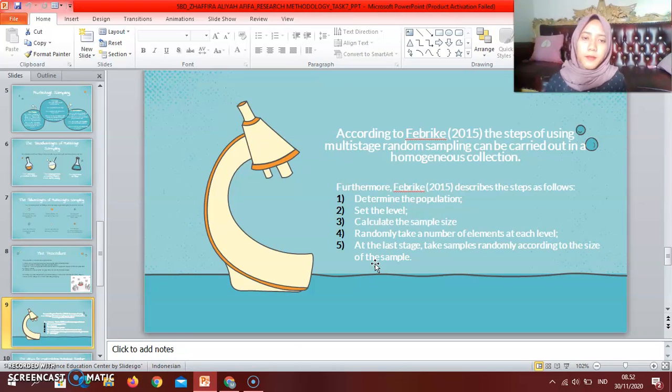And according to Fabric in 2015, multistage random sampling can be carried out in homogeneous collections. Furthermore, Fabric in 2015 described the steps as follows. First is determine the population. Next is set the level. Then calculate the sample size, and third, randomly take a number of elements at each level, and the last is, at the last stage, take a sample randomly according to the size of the sample.